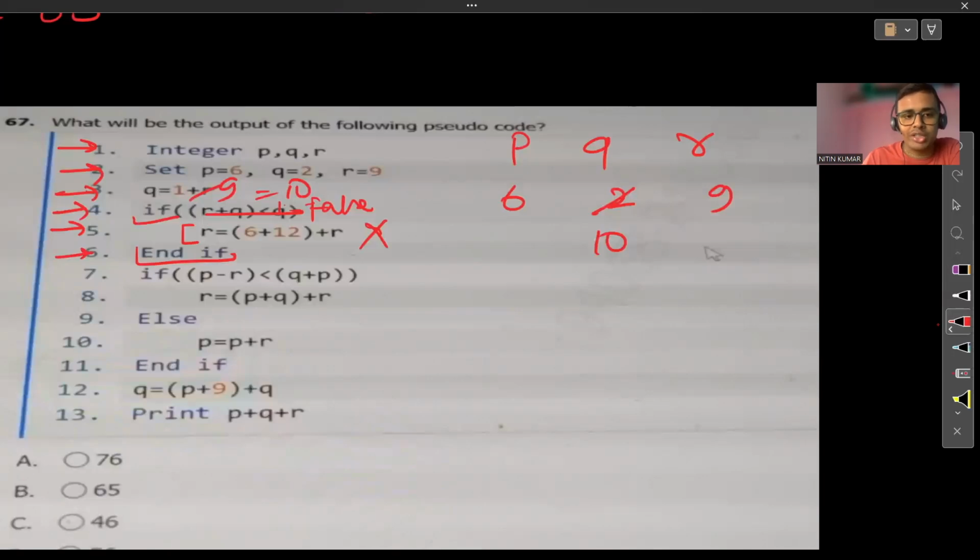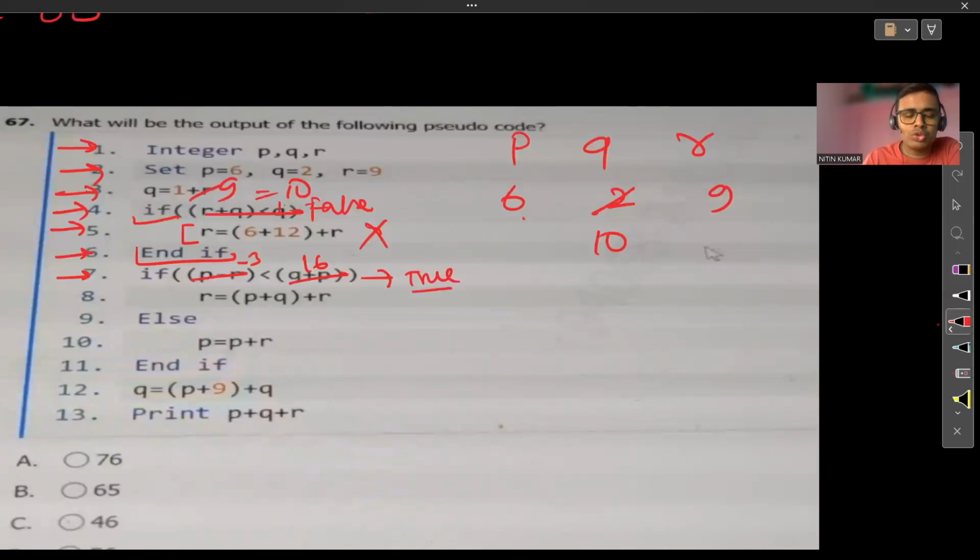And it is written as an if. So this if condition is being added here. Now we are moving to the second if condition, in the seventh line. It is written as P minus R. P is 6 and R is 9, so eventually it is minus 3. And P plus Q, what is it? P plus Q is 16. So is minus 3 less than 16? Yes, so it is true.